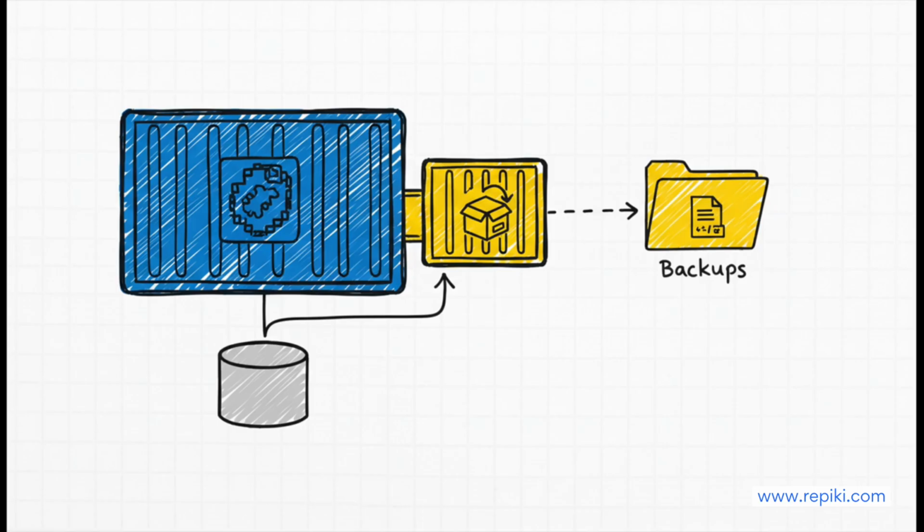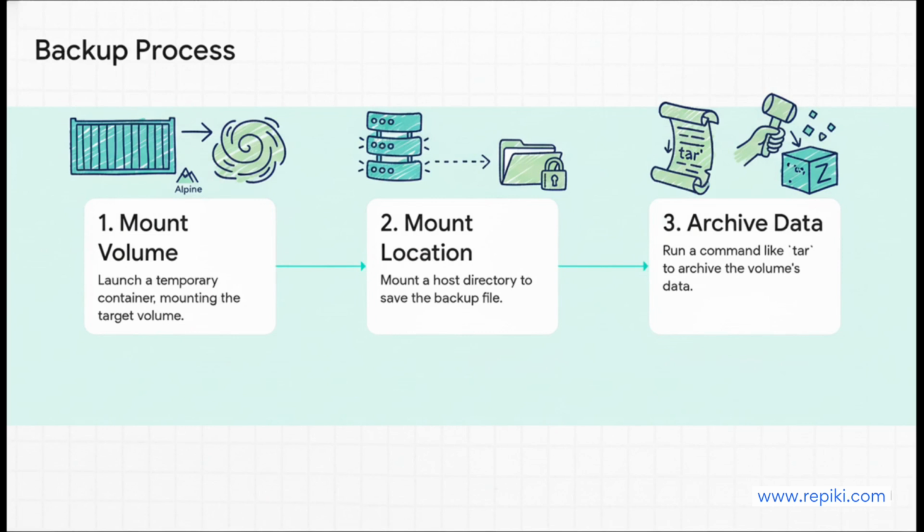It's basically a temporary container whose only job is to do the backup for you. And the process is actually pretty clever. Here's how it works. You spin up a temporary, short-lived container, maybe something super lightweight like Alpine Linux. You then mount two different things into it. First, the actual data volume you want to back up. Second, a directory from your host machine where you want to save the backup file.